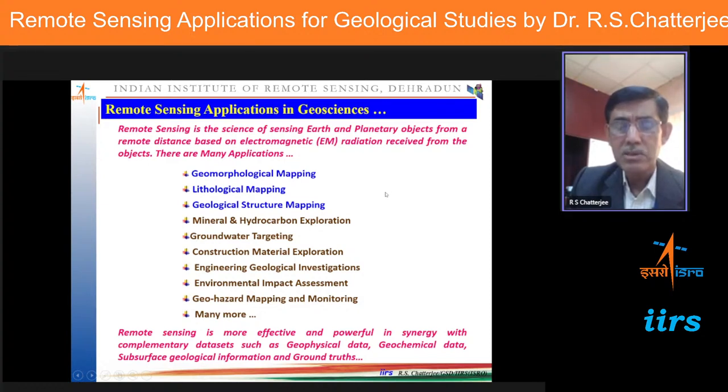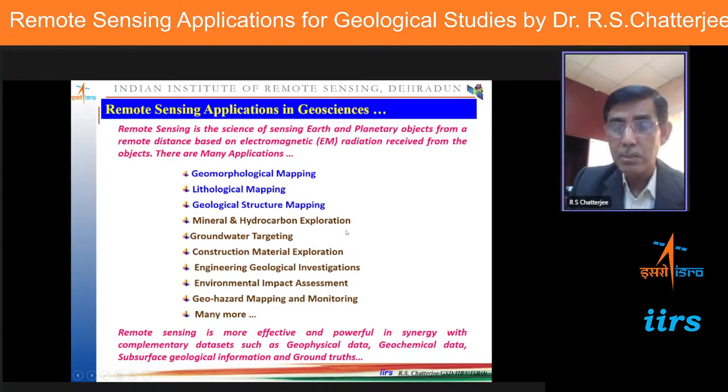And from these remote sensing images, there are many applications, but the three basic applications are geomorphological mapping that deals with the shape of the Earth's surface, then lithological mapping, that is the rock types in the Earth crust, and geological structures or the tectonics. These are the three basic applications.